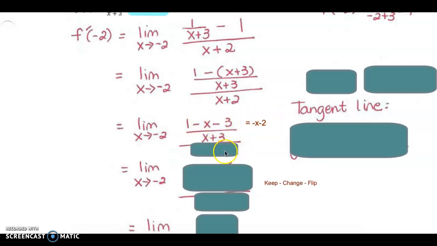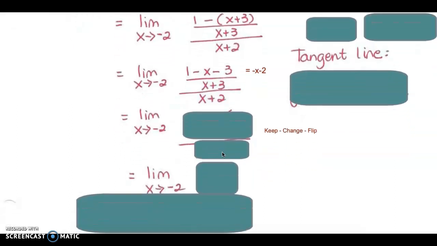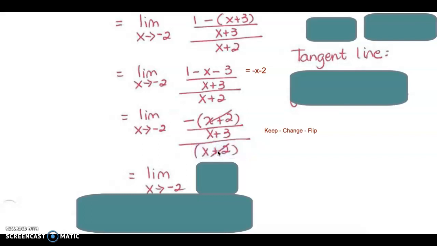So I went ahead and put that out here because what we're going to do is we're going to keep change flip. So it's going to be negative. And actually, we can factor out a negative from both of those things. And it'll be negative x plus 2 over x plus 3. And if we keep this, change this to multiplication, and flip the bottom to 1 over x plus 2, then the x plus 2's will go away. So if you want to write it out a little longer, you can.